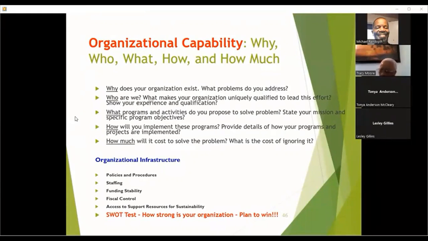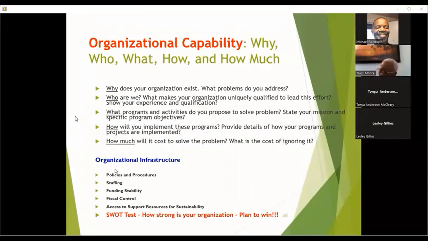Who you are. What makes your organization uniquely qualified to lead to the effect you want to bring about? What programs or activities do you plan to bring into play in order to solve the problem? How will you implement the program? Who will implement the program? And how much will it cost to solve the problem?